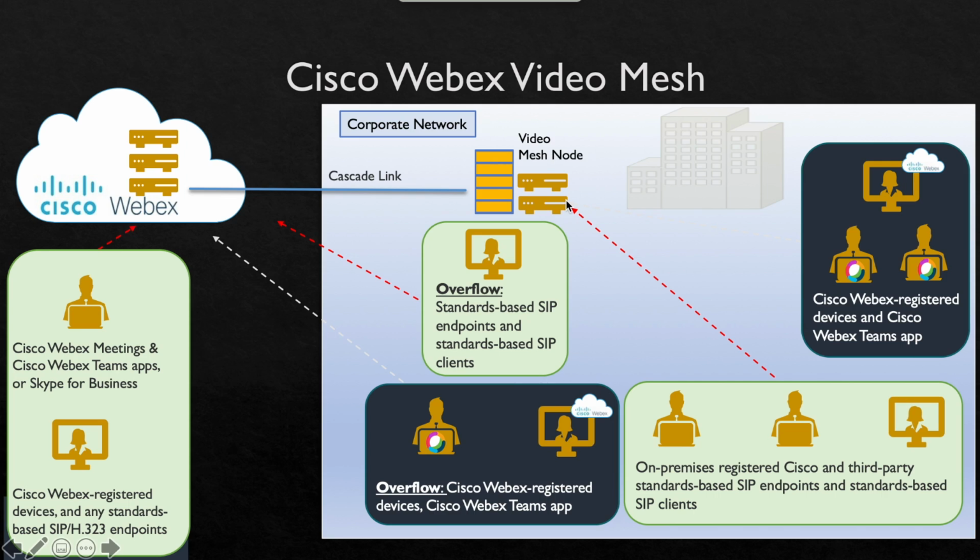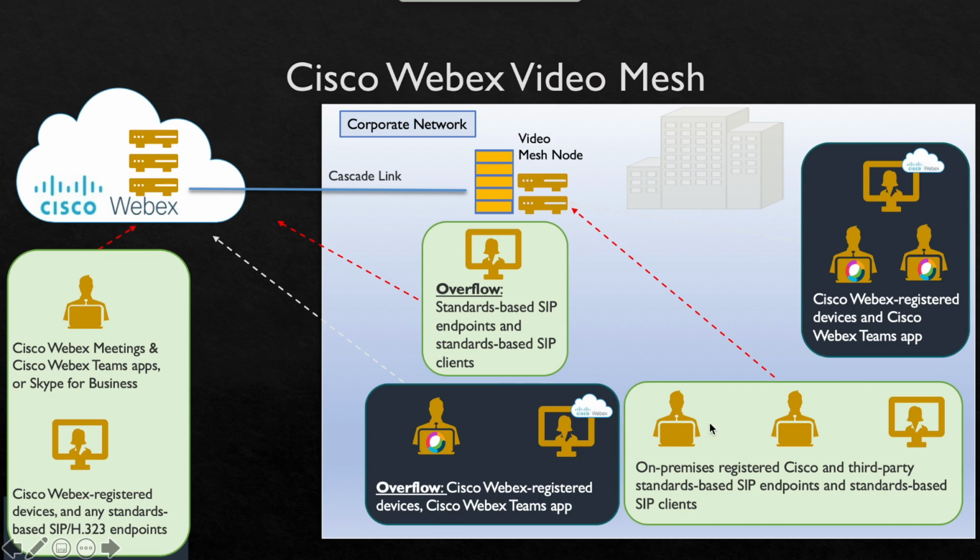If the video mesh node is less than 150 milliseconds and is the closest node to that client, the client will connect to that video mesh node, assuming there's resources available. But if I have an endpoint or client outside of the organization where that round trip time exceeds 150 milliseconds and there's somewhere in the cloud that's closer by proximity due to that round trip time, then this client will connect automatically to the cloud, even if there's resources available on the video mesh node. So it's all dependent on that round trip time.